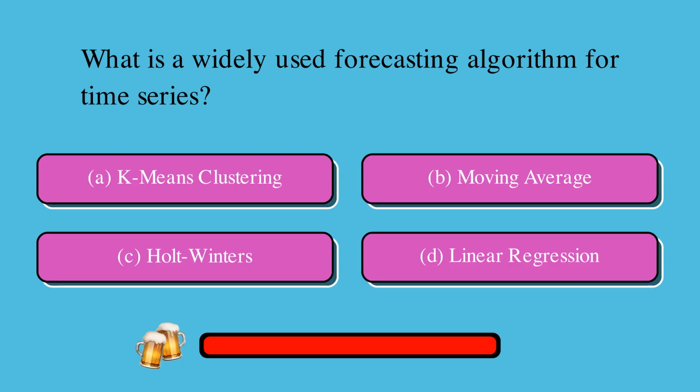What is a widely used forecasting algorithm for time series? Is it A, k-means clustering, B, moving average, C, Holt-Winters, or D, linear regression? The correct answer is C, Holt-Winters.